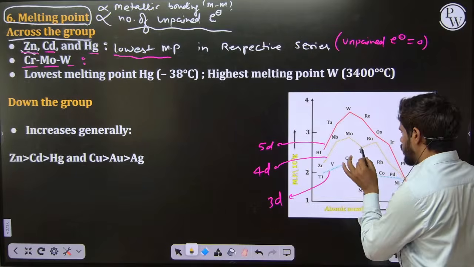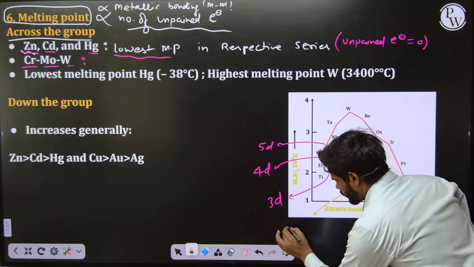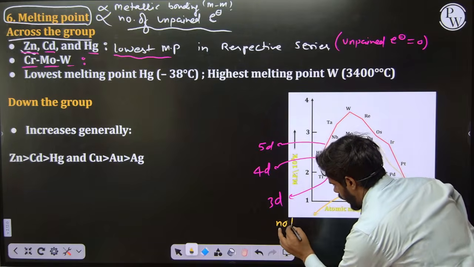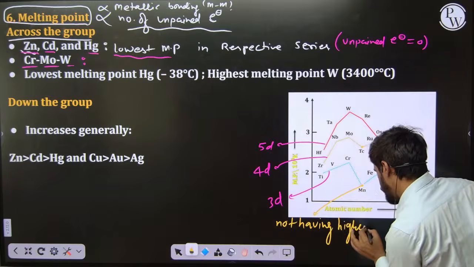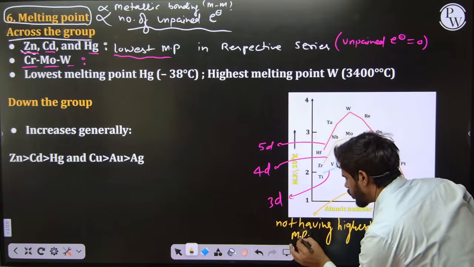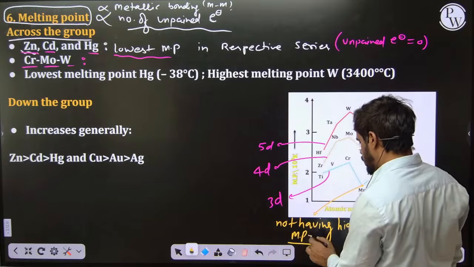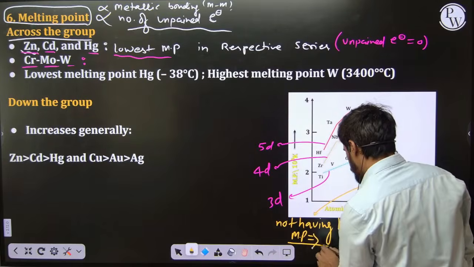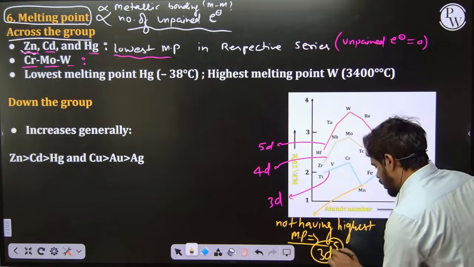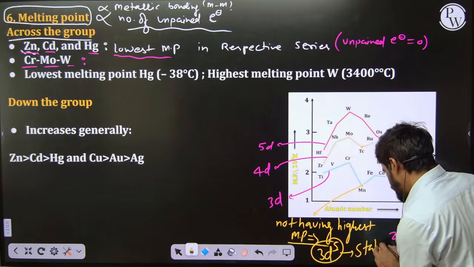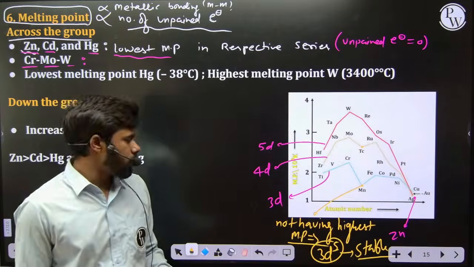Manganese does not have the highest melting point, even though it has the highest number of unpaired electrons. Basically, manganese forms a 3d5 configuration, which is very stable. Since this is a stable configuration, it does not form a strong metallic bond.